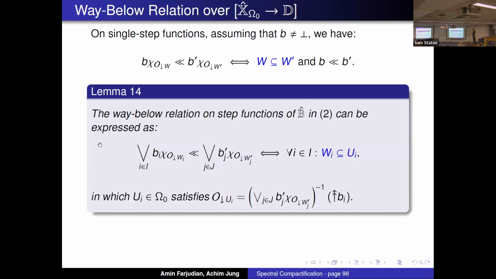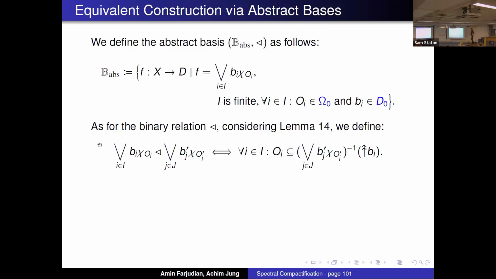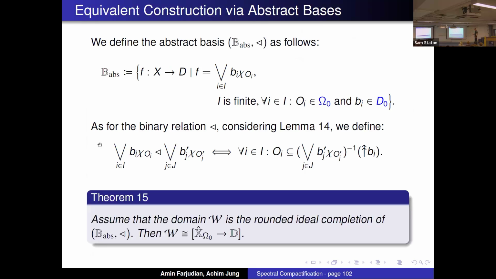But for the more general step functions, it becomes a little bit more involved, but still it's essentially checking whether one open set is a subset of another one. That gives us an abstract basis of joins of finitely many single step functions. And with this relation that I just described to you, you can get an abstract basis. If you form the rounded ideal completion of that abstract basis, you get a domain which is isomorphic to the domain that we had from compactification. So two different routes, abstract basis and compactification, give us exactly the same result.